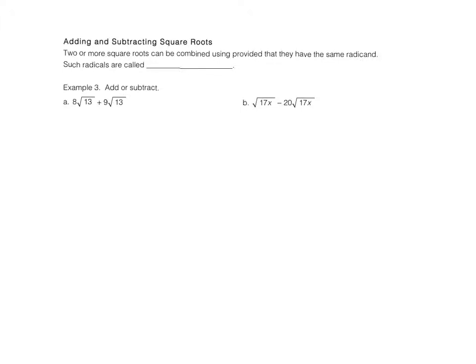If I am adding and subtracting square roots, I can combine two or more of them as long as they have the same radicand, which is all the stuff underneath the radical sign. So those radicals are called like radicals. In example 3a, we can add them because in both of these 13 is inside. So if this was 8x plus 9x, I would have 17x, but instead of x, it is just the square root of 13.